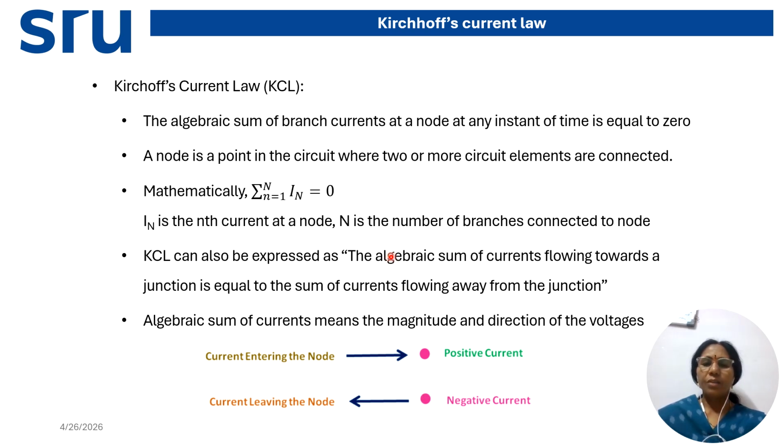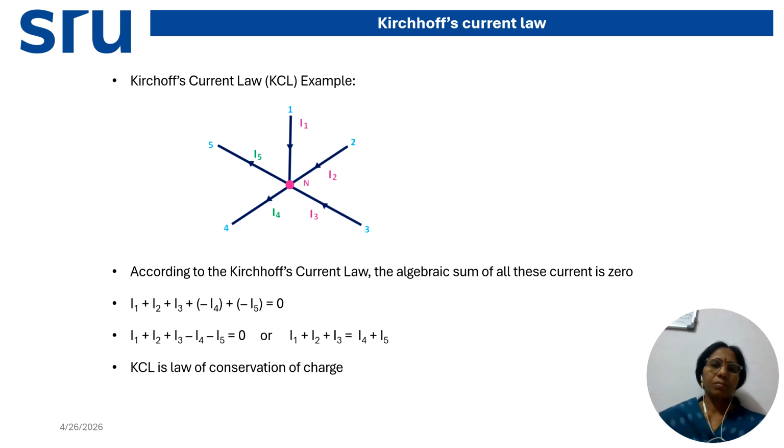Algebraic sum means if the direction of current towards the node is taken as positive, then leaving the node must be taken as negative, and vice versa. So you have to consider the direction of current, and based on that you identify whether to take addition or subtraction of current. By adding all the currents, the algebraic sum of current at a node equals 0, that we will see with the circuit diagram.